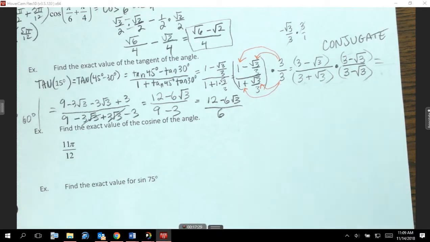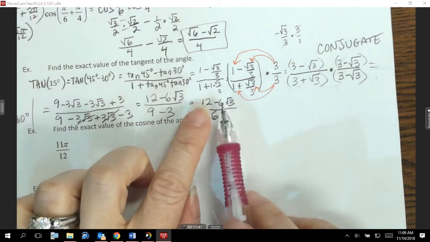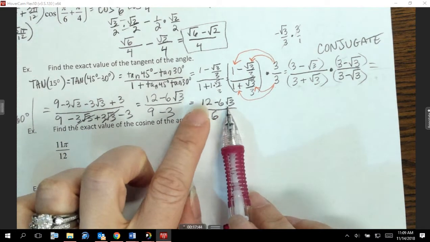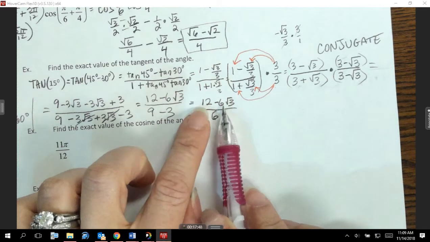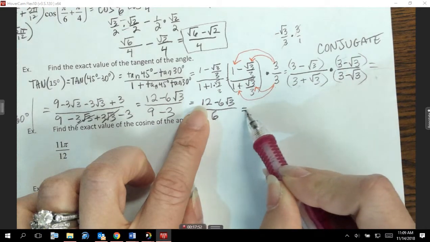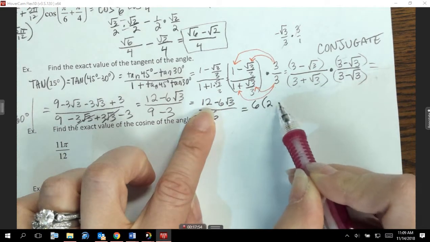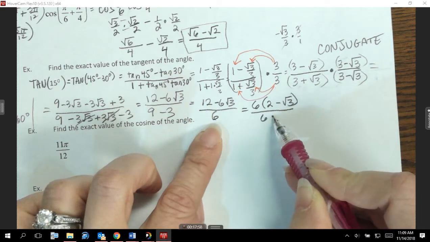So this is not our final answer, because we can factor something out of the top and cancel it with the bottom. You're only allowed to cancel when they're factors. So since we have a binomial on top, we have to GCF factor it. What number can I factor out of 12 and 6? You do not factor out of the radical. Out of 12 and 6, we're going to factor out a 6. I'm left with 2 minus radical 3. On the bottom, I can also factor out a 6.